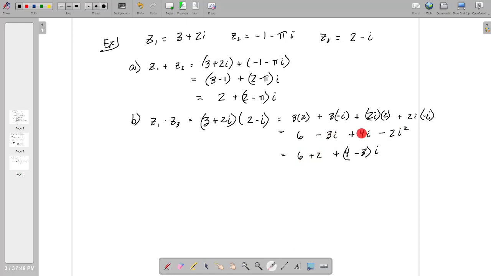We can combine the imaginary parts as well. 4 minus 3 will become 1. 6 plus 2 is 8. Whenever we have a 1 for a coefficient, it's already understood, so we don't need to write it.